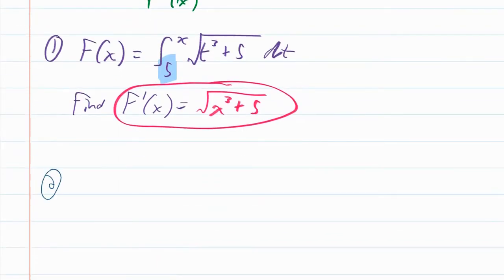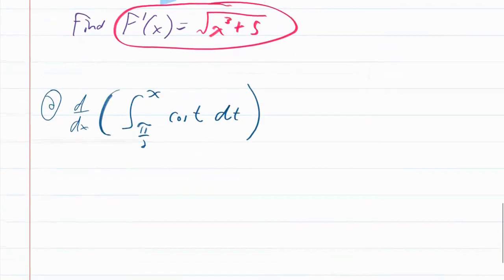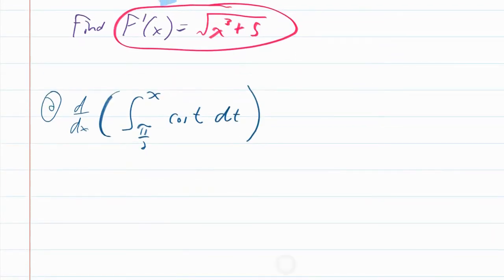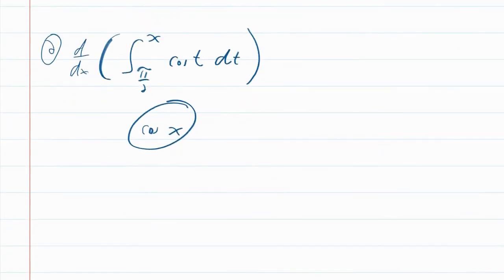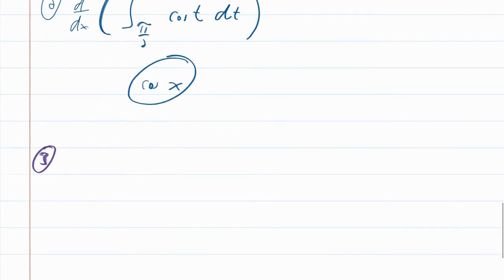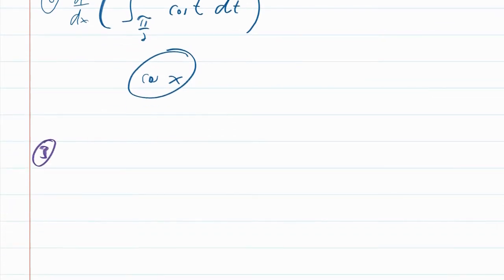So let's get down to another one. Let's do the derivative, d dx, of the integral from pi over 2 to x of the cosine of t dt. And this is a derivative of an integral. Derivative, integral. What I get is the cosine of x. That's it. That's all that it is. Now, this is just an application of the second fundamental theorem, but this is the first application that we really need to focus on.